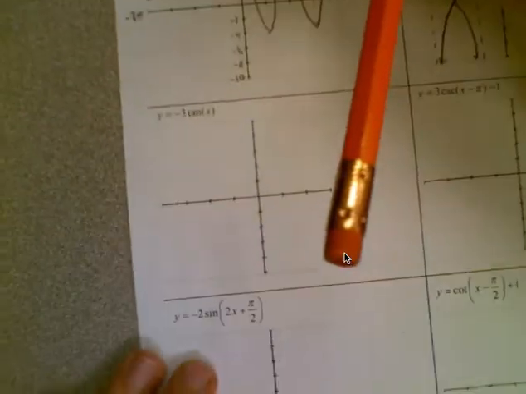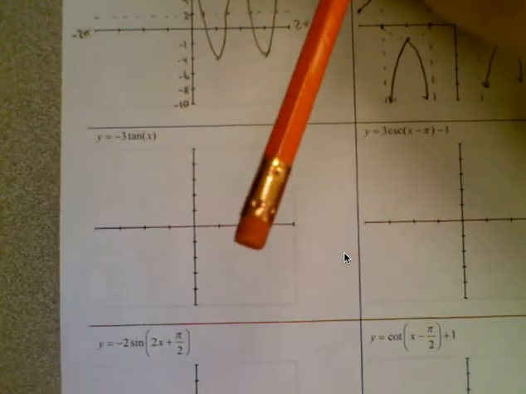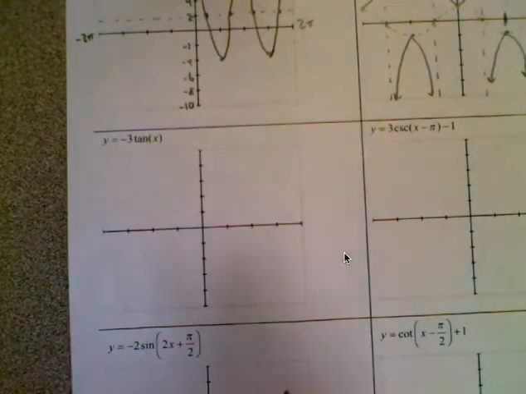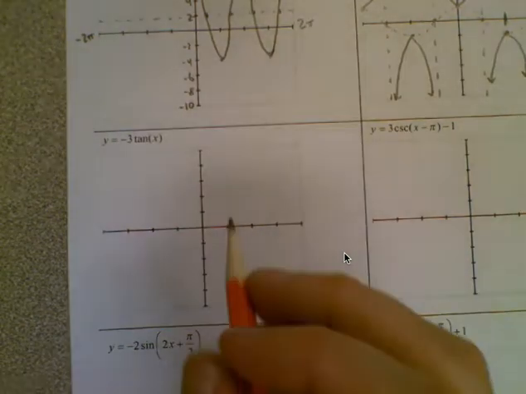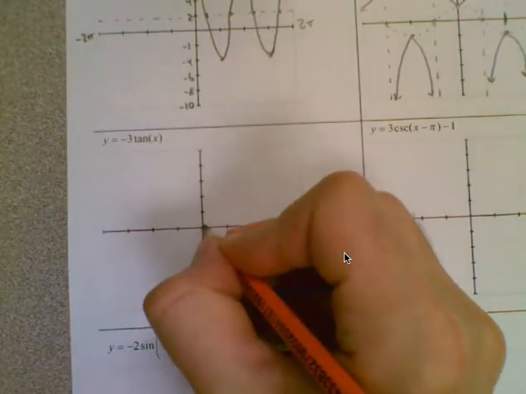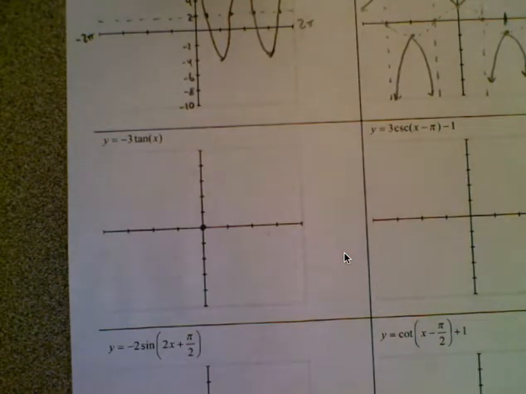The next one we're supposed to do is a tangent graph. And so for tangent, you'll notice there's no horizontal or vertical shift here, so that's nice. We're going to start right on the y and x axis. And you need to know that tangent starts on the midline. So we're going to have a point right there.